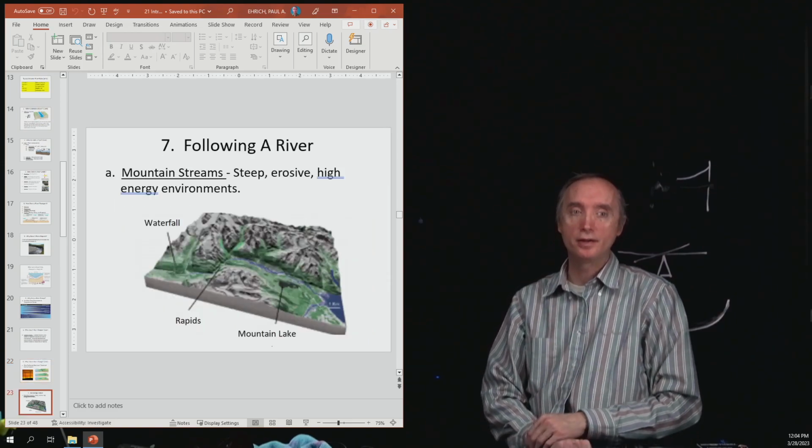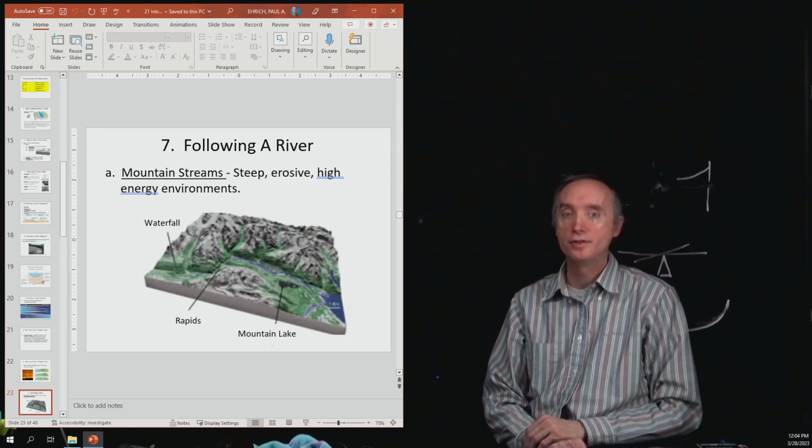Okay, let's take a break, and when we come back, we're going to talk about the different kinds of landforms that are going to be created by a river. We're going to begin in the mountains, and we're going to end in the sea.